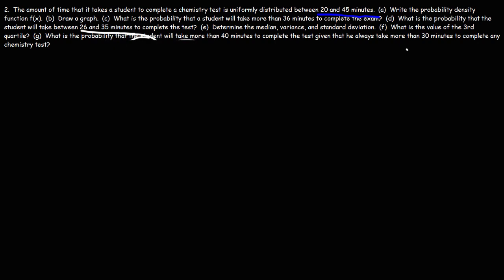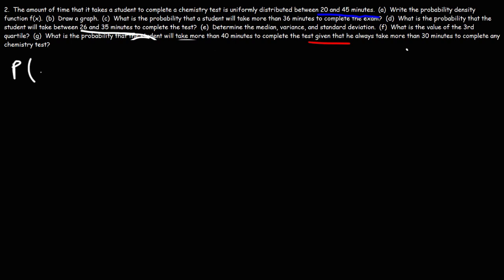What is the probability that the student will take more than 40 minutes to complete the test, given that he always takes more than 30 minutes to complete any chemistry test? So we have the key word given. Go ahead and try this problem. So first, we need to recognize that we need to calculate a conditional probability.